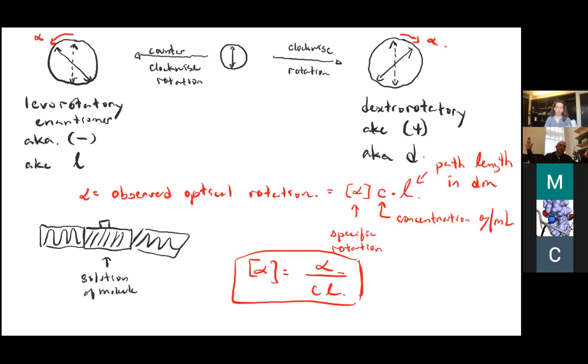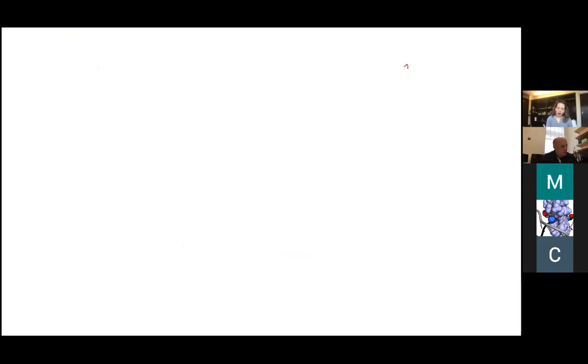Sorry. So the alpha without any brackets is what we observe. The alpha in brackets is the specific rotation that's a property of the molecule. Another way to say that is that the specific rotation is the optical rotation corrected for concentration and path length. Okay. So anyway, we can calculate EEs using optical rotation.